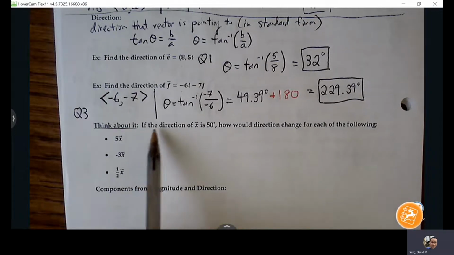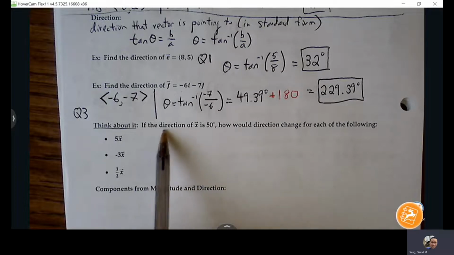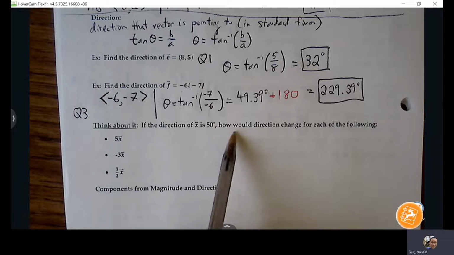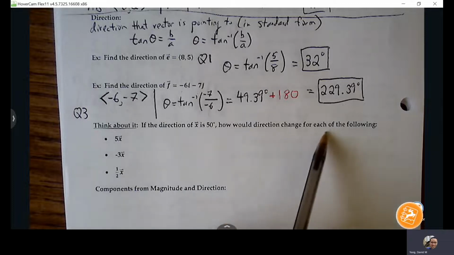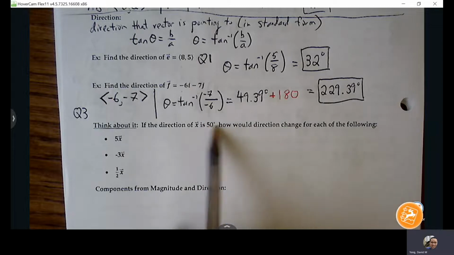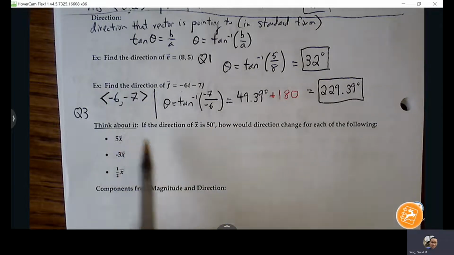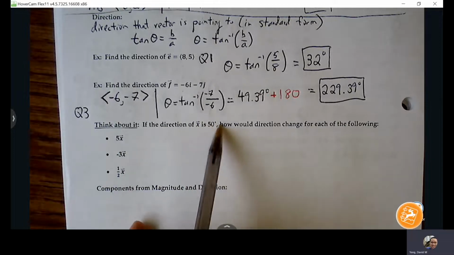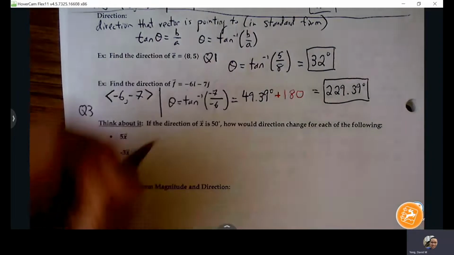Okay, let's think about this scenario here. If the direction of vector x is 50 degrees, how would the direction change for each of the following? Okay, so 5x just means that it's going to extend the vector by 5, but it's not going to change any direction, so there's no direction change.